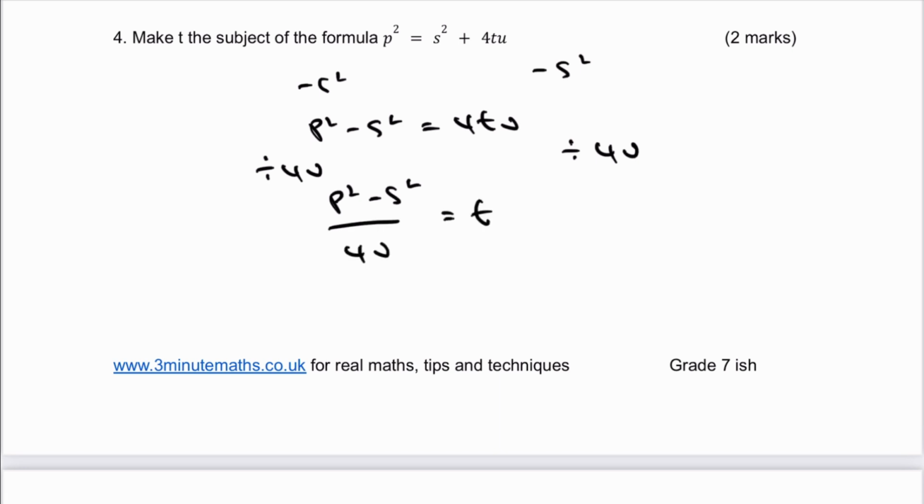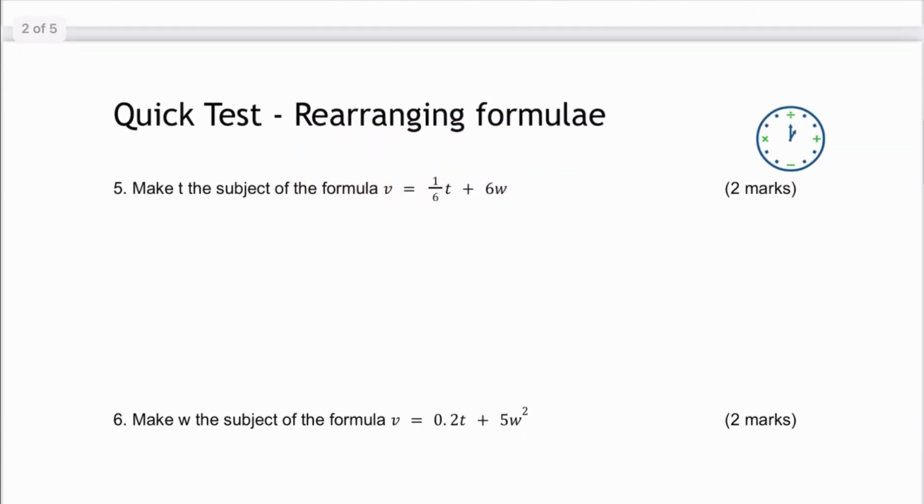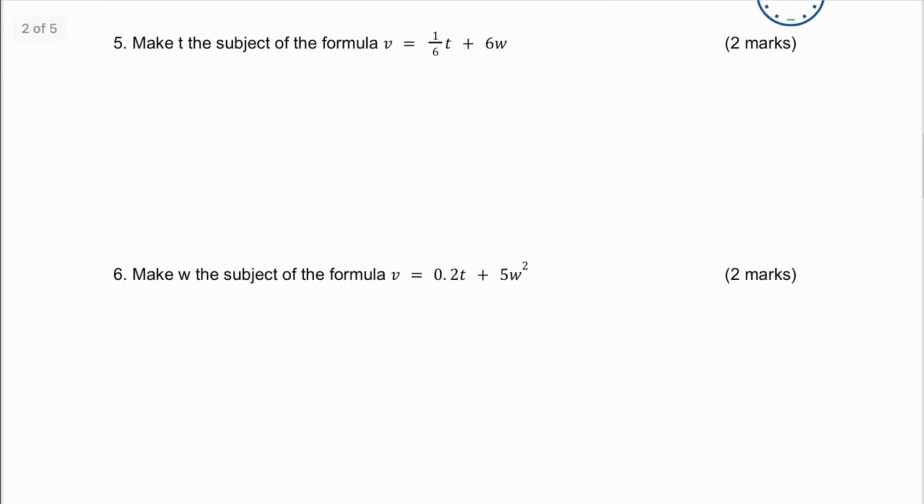Now if you want to, with all of these you can write them the other way around just to make it a little bit easier to read, so t equals p squared minus s squared over 4u. But in the interest of this particular video I'm trying to move things along at a fairly good pace, but take it as read that we can write it the other way around if we need to.